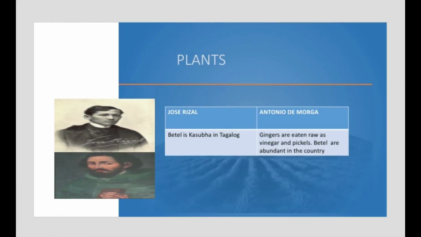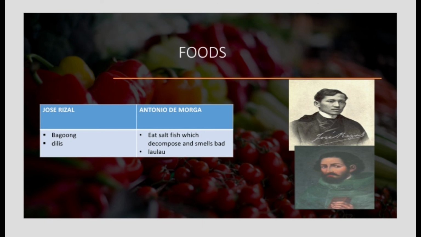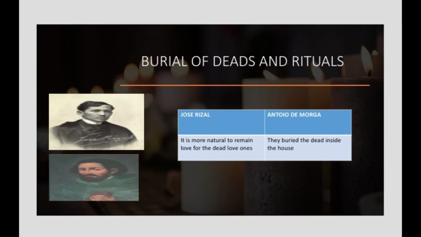Plants naman, according to Antonio de Morga, gingers are eaten raw as vinegar and pickles, and betel are abundant in the country. Kay Jose Rizal naman, betel is kasubha in Tagalog. In terms of foods naman, according kay Antonio de Morga, they eat salt fish which decomposes and smells bad. So, kay Jose Rizal, sabi niya, yung salt fish which decomposes and smells bad is bagoong. At saka, kay Antonio de Morga, yung tinatawag niyang lawlaw ay kay Jose Rizal is dilis. Lastly, burial of the dead and rituals. So, according kay Antonio de Morga, they buried the dead inside the house. Kay Jose Rizal naman, it is more natural to remain love for the dead loved ones.